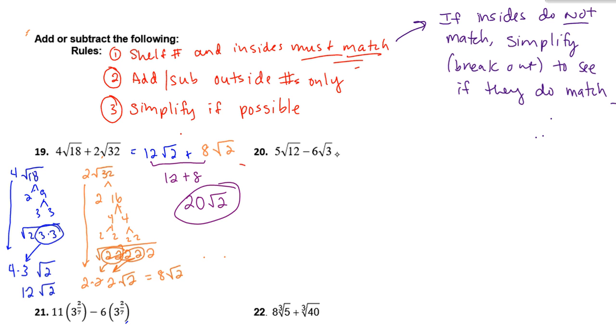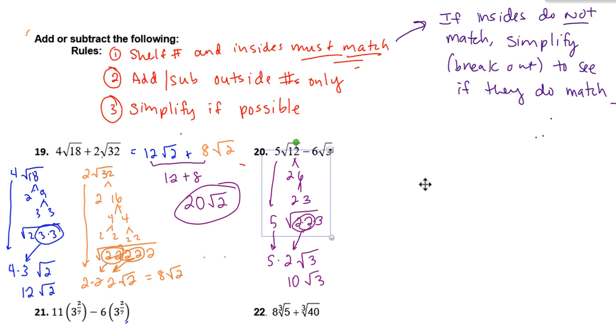Okay, this next one, they don't match, so again I'm going to take this one and try and break it down. 2 and 6, 2 and 3, so that's actually 2, 2, 3. Got a pair of 2s. 1 makes it out. 3 stays inside. 5's on the outside. We can combine those guys together. So this is the same thing as 10 square root of 3 minus 6 square root of 3.